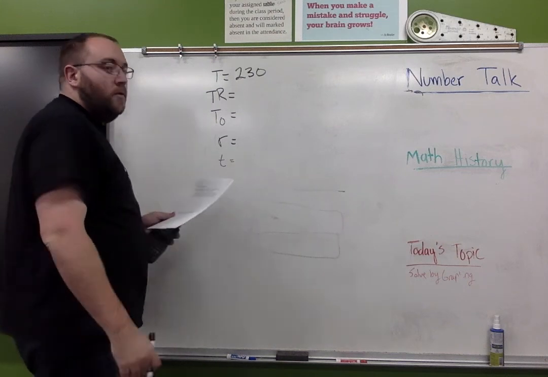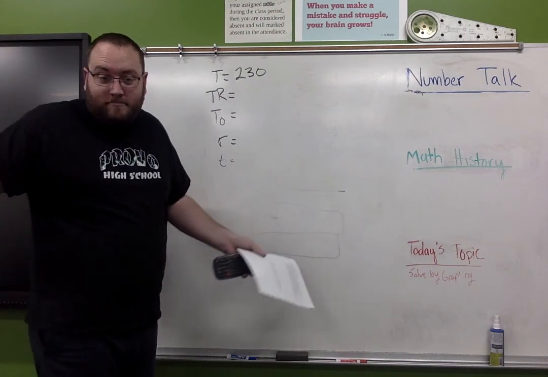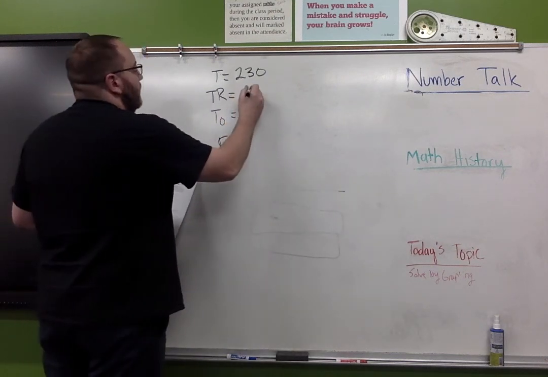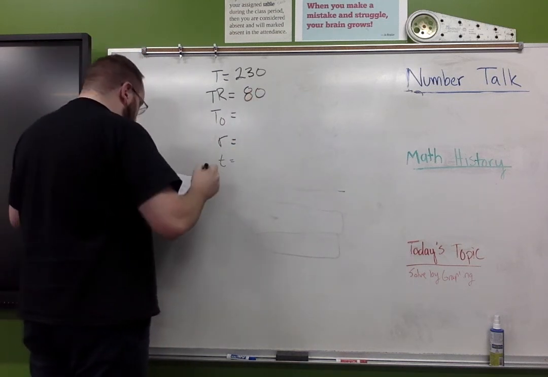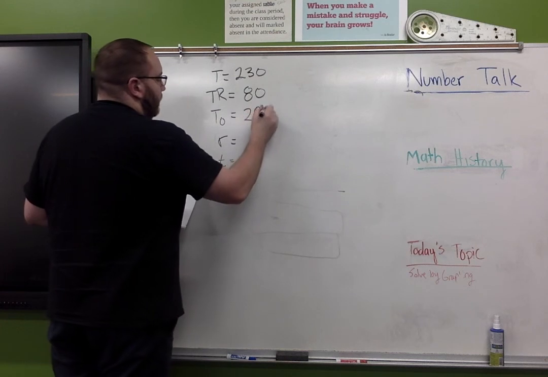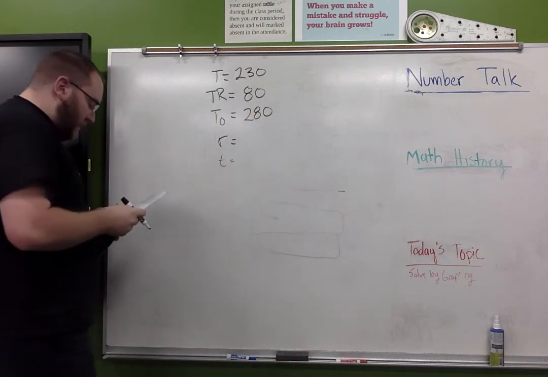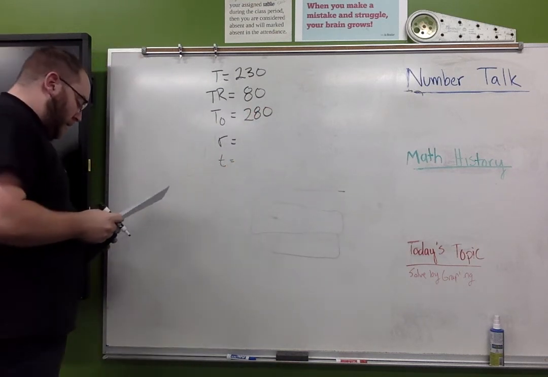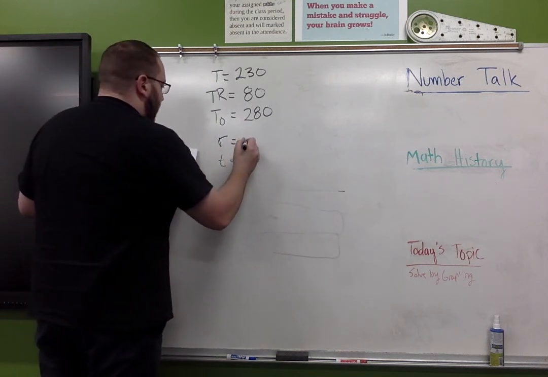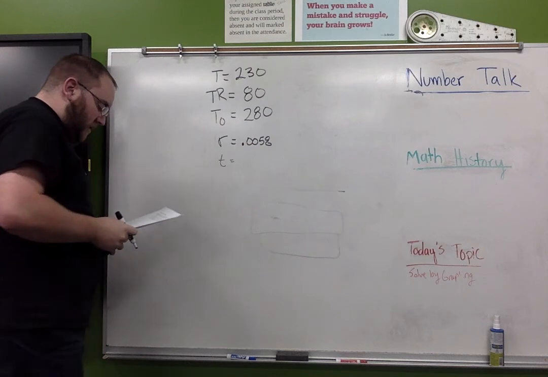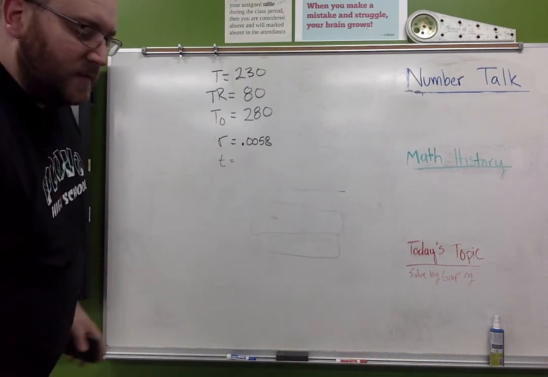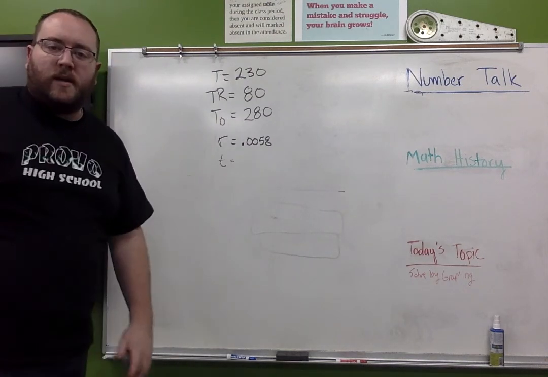We don't want to be stuck on the side of the road. The room temperature, or just the outside temperature, is 80 degrees. The initial temperature of the engine we're starting with is 280 degrees, when the car overheated. And our cooling rate is 0.0058, and we want to find the time in minutes that it takes for the car to cool down so we can drive it again.